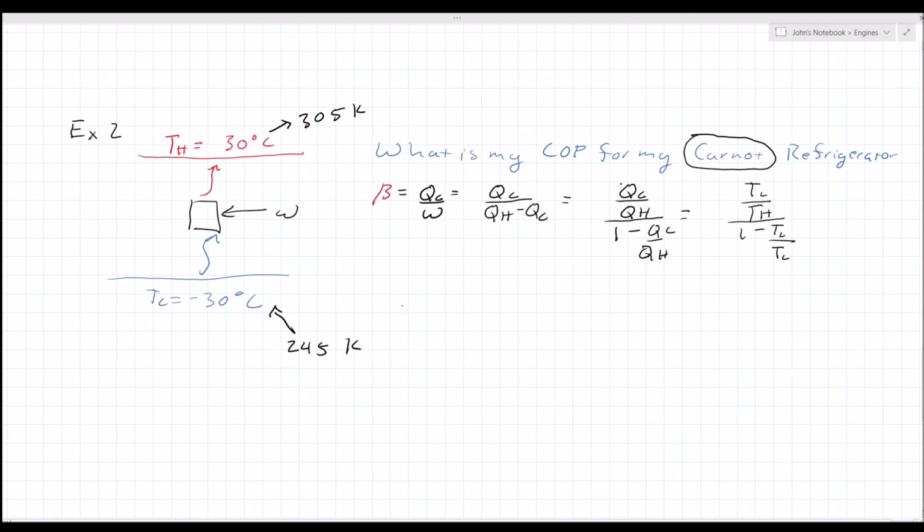All right? So I want to then do this. I have my coefficient of performance is equal to 245 over 305 divided by 1 minus 245 over 305, and that is equal to 4.08. So that is my coefficient of performance for my Carnot refrigerator.